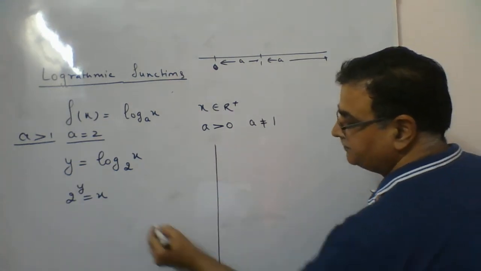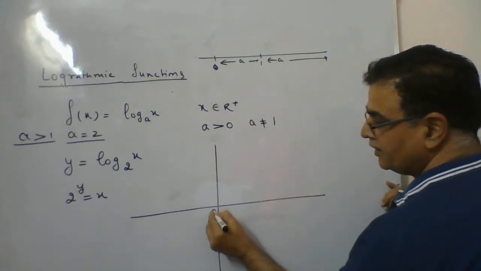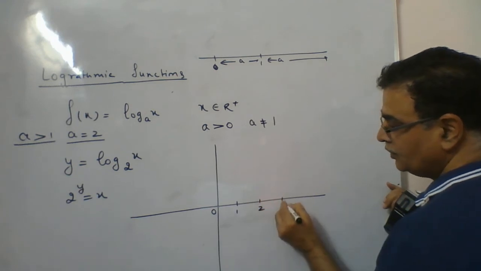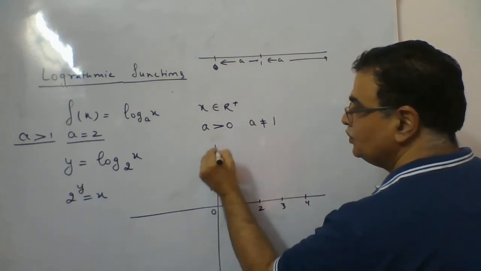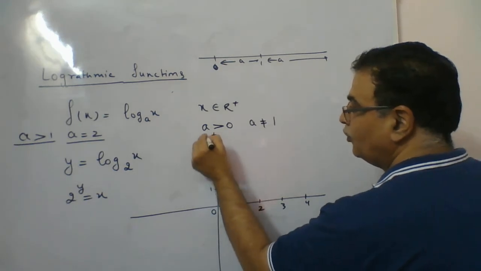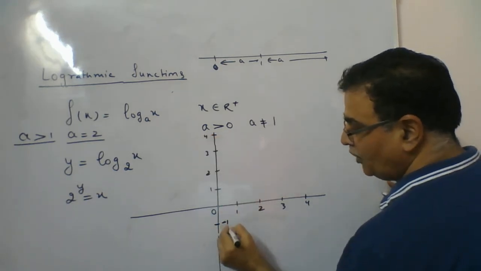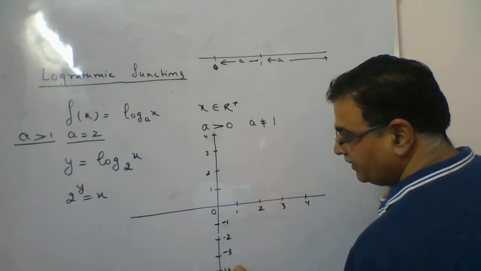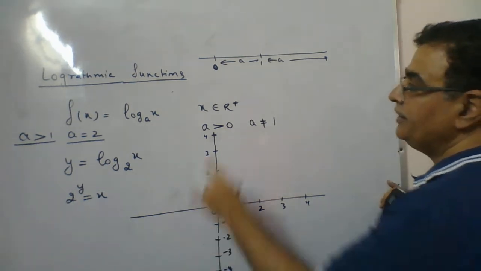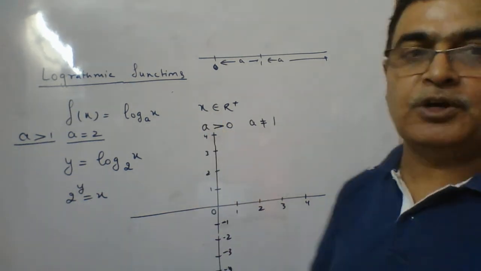So just check here. On the x axis we have 0, 1, 2, 3, 4, and on the y axis 1, 2, 3, 4 and minus 1, minus 2, minus 3, minus 4. In this case I am not plotting the negative side of x, because I already told you x should always be a real positive number.